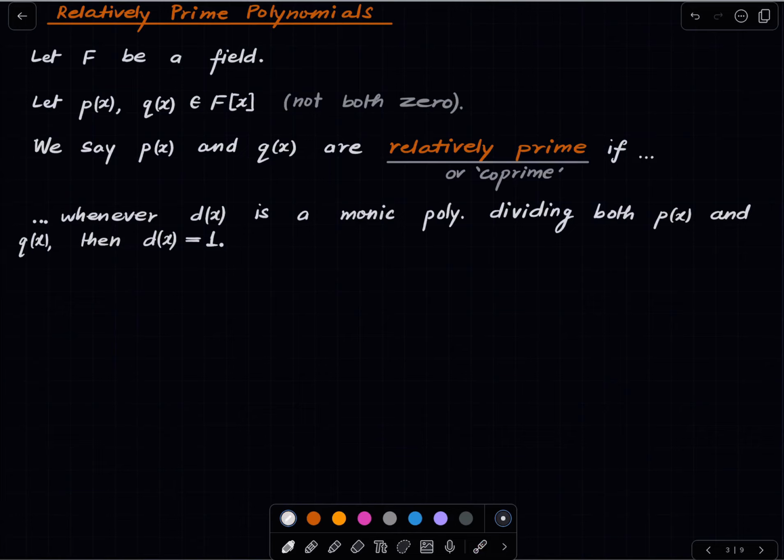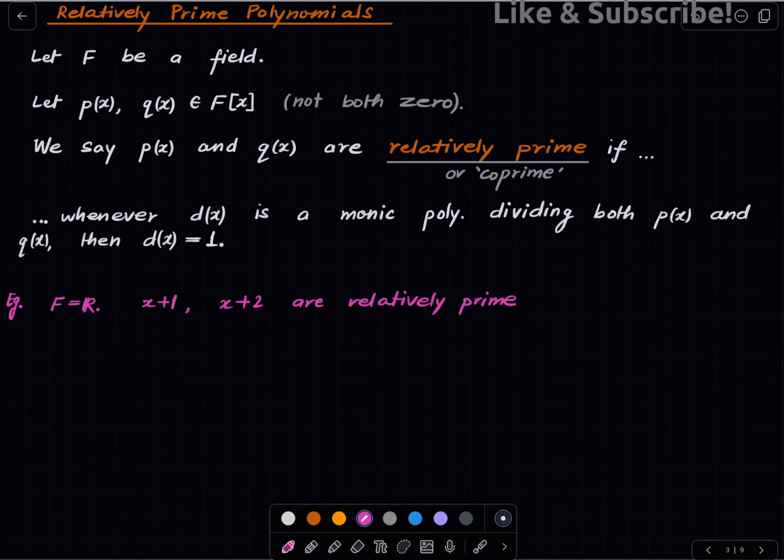And here is a very simple example. Again, the base field is R. Let's say x plus 1 and x plus 2 are your two polynomials. Then these are relatively prime, while the following are not relatively prime. You take x squared plus 3x plus 2 and x plus 3. These are not relatively prime.